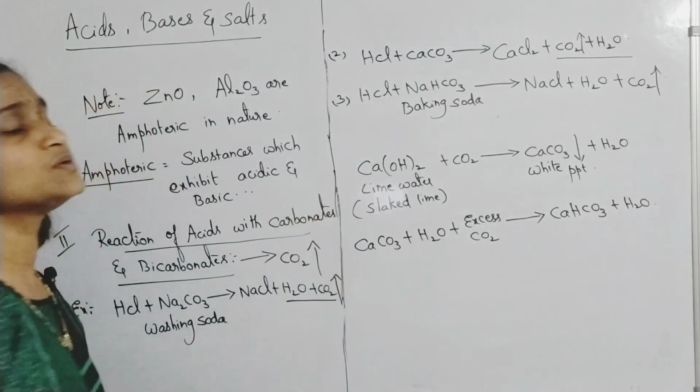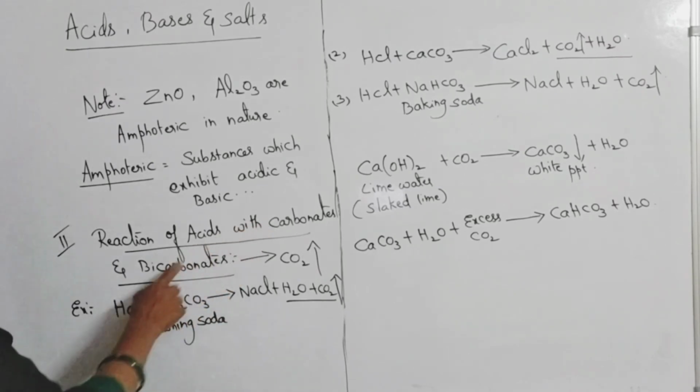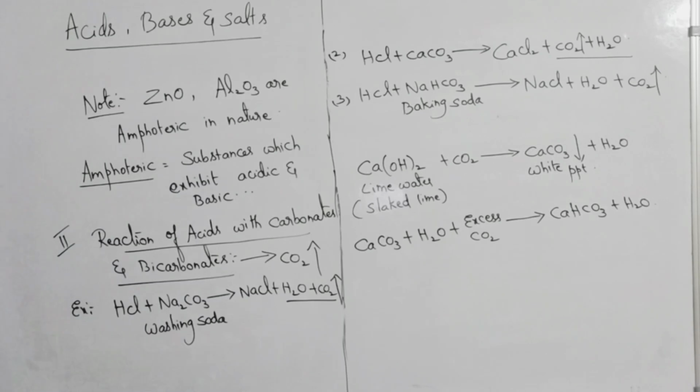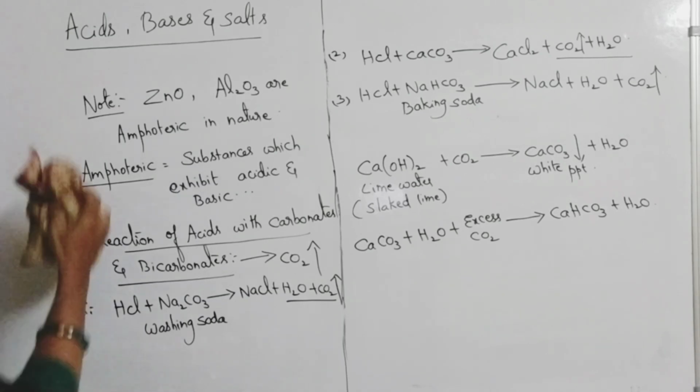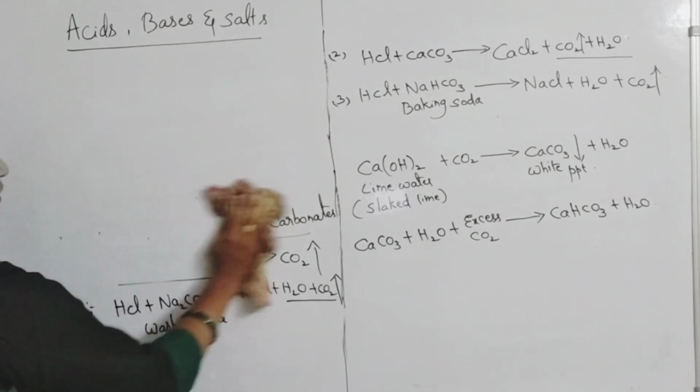Okay, so like this you will be testing whether the gas liberated is carbon dioxide or not. So like this you have the reactivity of acids with carbonates and bicarbonates. Okay, next we will move on to the third type of reactivity.